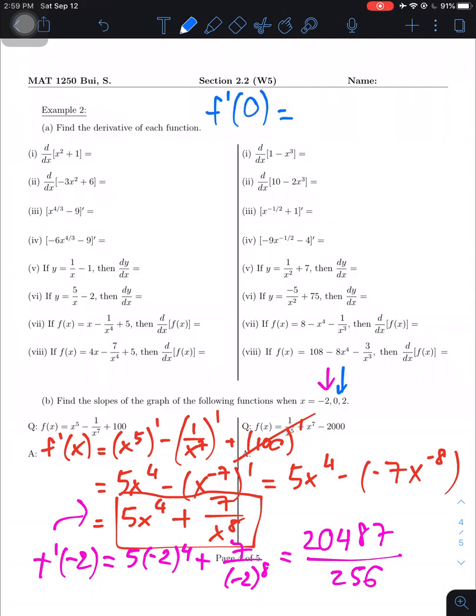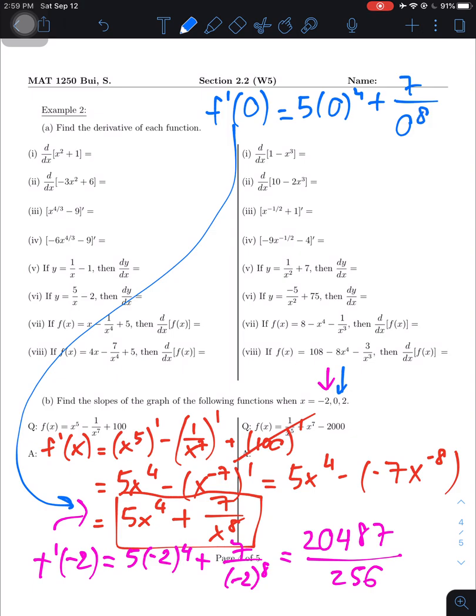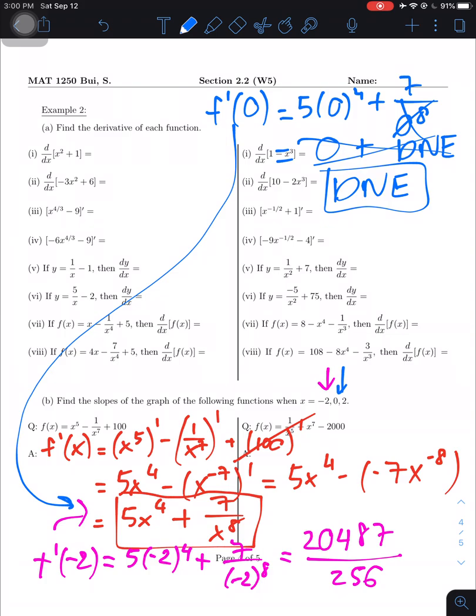What we're gonna do, we're gonna plug that into this formula right here again. So that gives us something like 5 times 0 to the 4th power, plus 7 divided by 0 to the 8th power, right? The first one is 0, but the second one, we have a 0 on the bottom. This is not good, right? So this is undefined, or DNE, doesn't exist, right? So at the end, the answer in here would be just DNE, because 0 plus DNE doesn't mean anything at all, right? So it's just gonna be DNE.